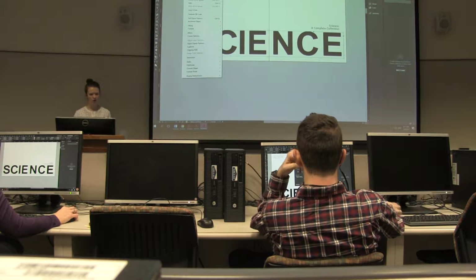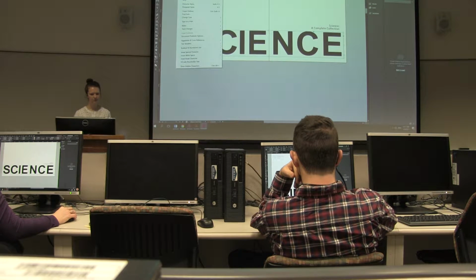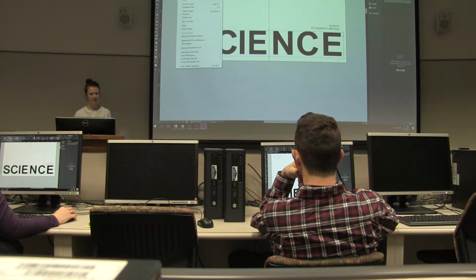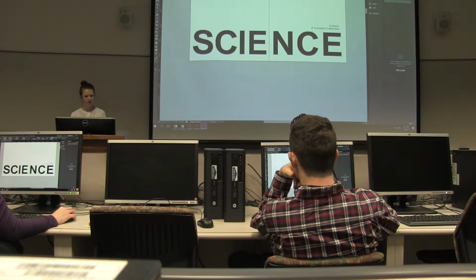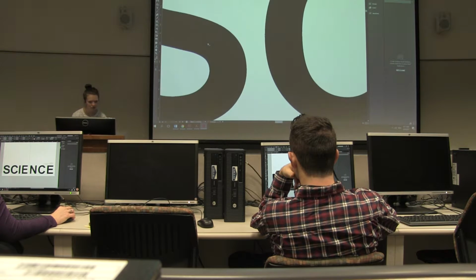and then go up to Type, and about midway down the Type menu, there's something called Create Outlines. Go ahead and select that. And now if you grab the direct select arrow, the white one, and click on your word, you'll see that there are little outlines around each letter. I'll zoom in so you can see it more.